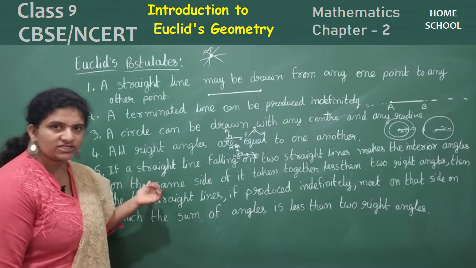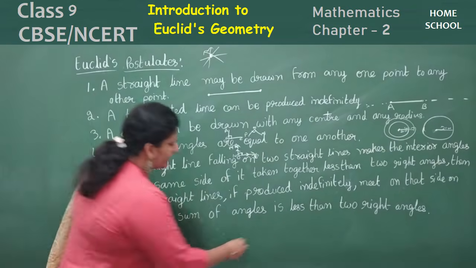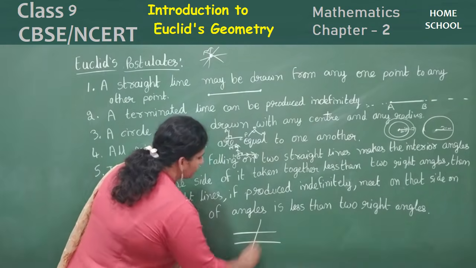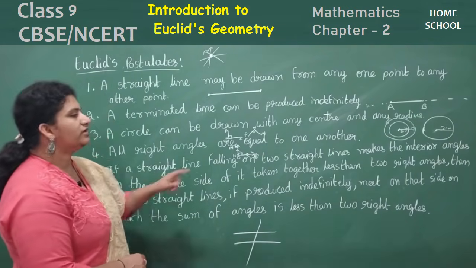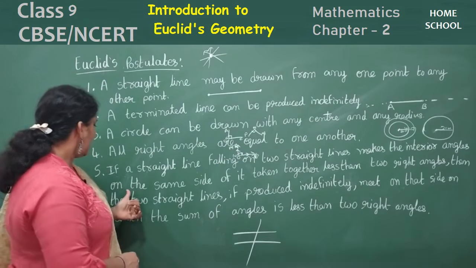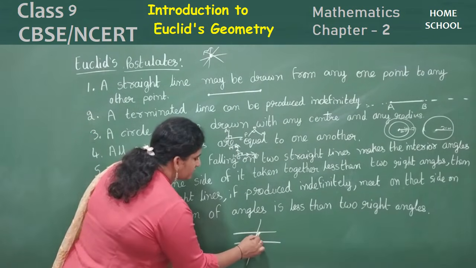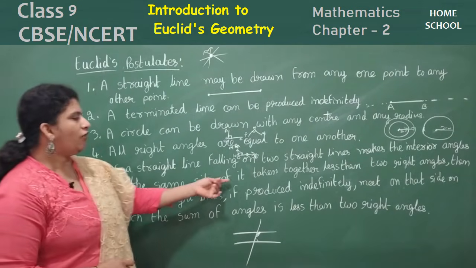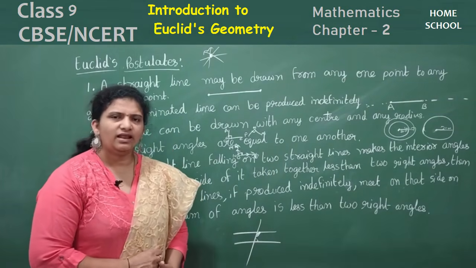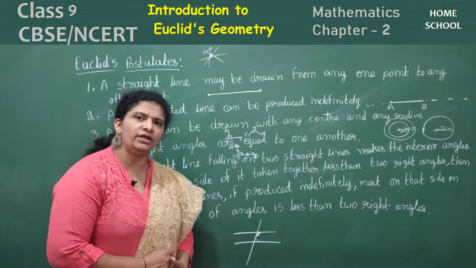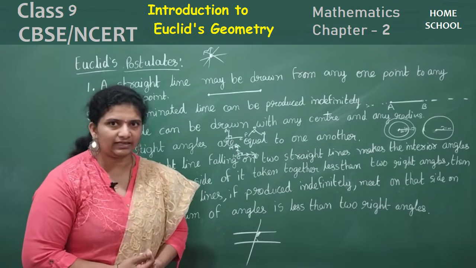So see the fifth one, which is very important. If a straight line falling on two straight lines, let me take some two lines here, makes the interior angles on the same side, look here children, these are the interior angles on the same side, taken together less than two right angles. What do you mean by two right angles? Two right angles is nothing but 180 degrees. It is a straight angle, right?